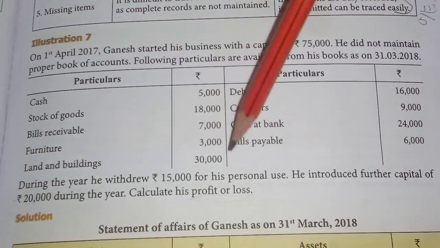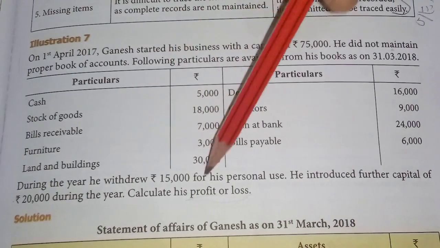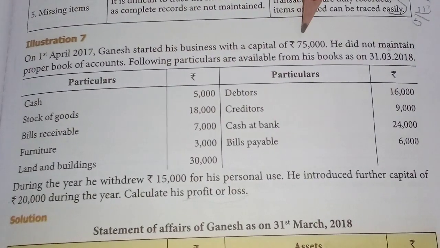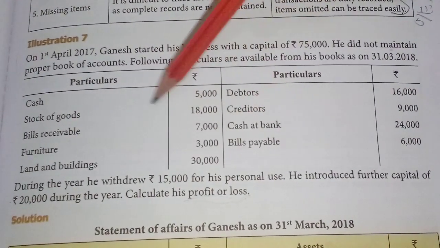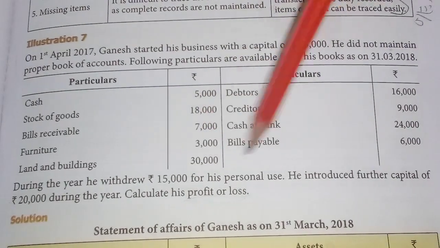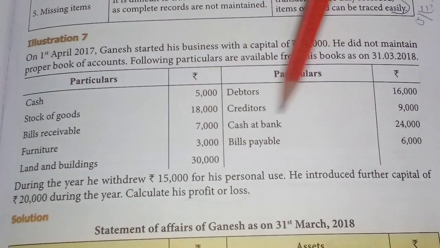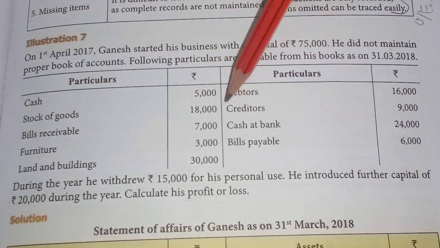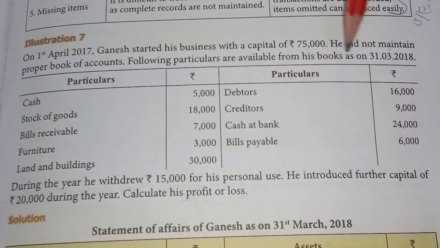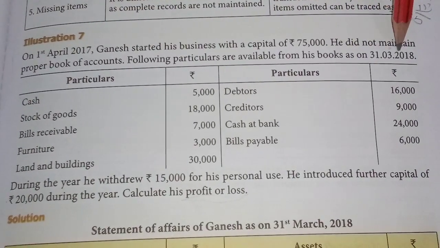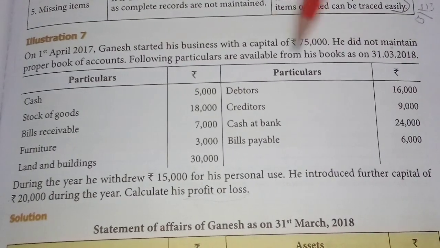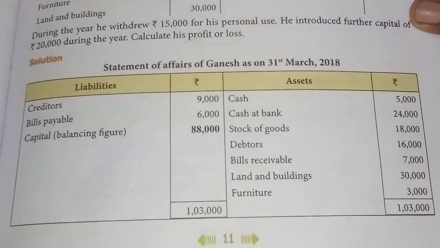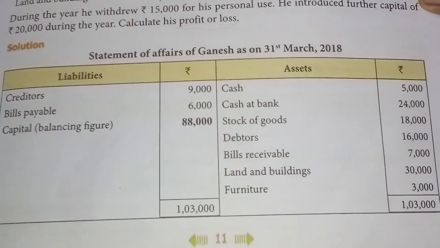Here we need to calculate profit or loss. For that we need 4 items, we know: opening capital, closing capital, then drawings, additional capital. So closing capital we have to calculate. For that one we have to prepare the statement of affairs of Ganesh on 31st March 2018. That is given here. We have to start from the first item, cash.